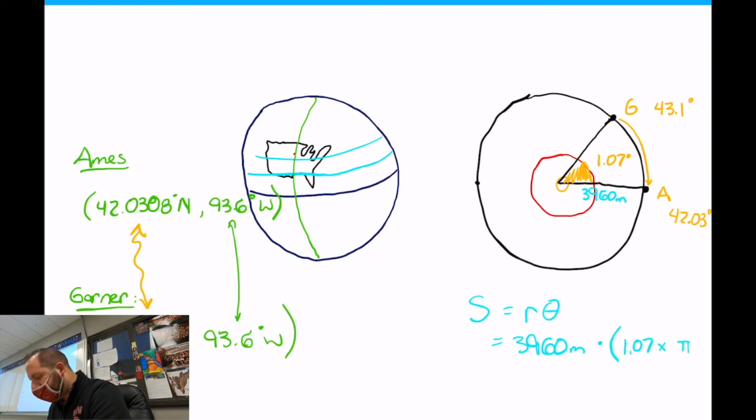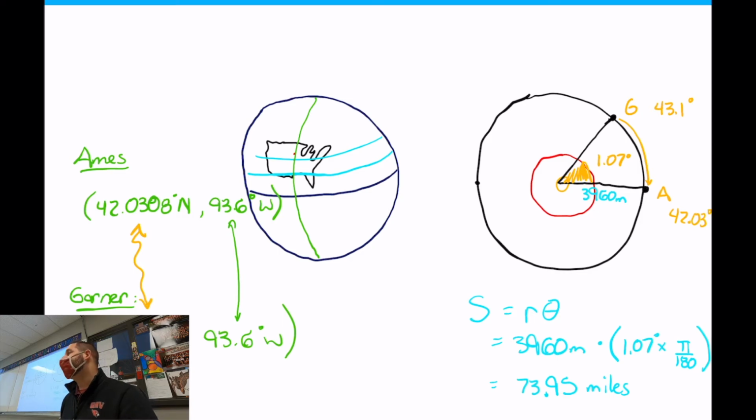Because I have to convert that to radians. Because this was 1 degree, right? So I have to convert that to a radian. Doesn't seem like a big number, but in terms of distance, it's a pretty big distance. So 3,960 times 1.07 times pi divided by 180, and according to this chart, it's 73.95 miles. That's the distance from Garner to Ames, which is actually really close.